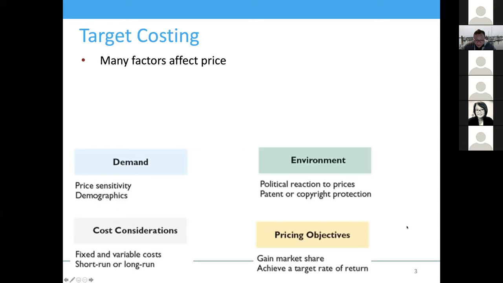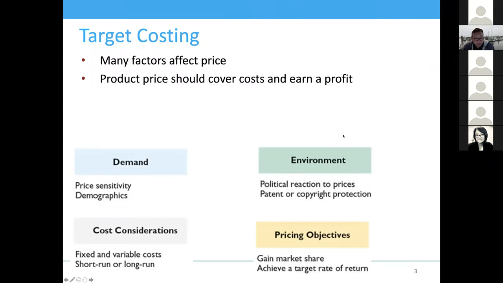And the last one is the pricing objectives. Sometimes if I try to occupy more market share, I want to use a strategy, right? Maybe I will offer a low price, right? Try to obtain all these clients, right? So that would also affect your price. So you can see that pricing decisions can be affected by many factors, right? At a minimum, you wish to cover all the cost and also earn a little bit of profit, right? That's your minimum goal.